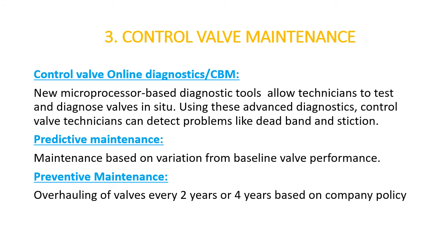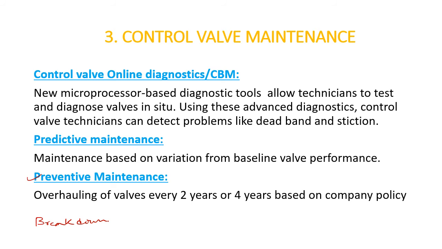In the control valve maintenance segment, like all other equipment in the plant, the control valve can be maintained using three strategies. One is breakdown maintenance, that is whenever the control valve breaks, then we have breakdown maintenance. Second, we can have a preventive maintenance plan where we plan to overhaul the valve every 2 years and 4 years based on criticality, performance and the service.